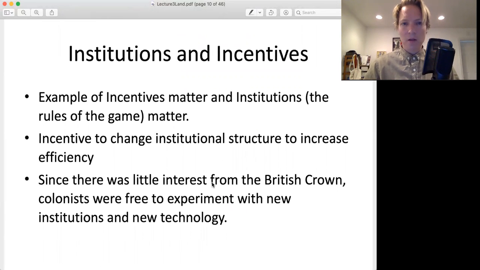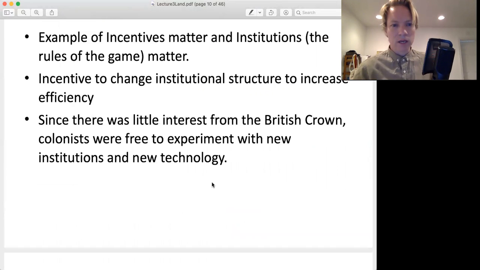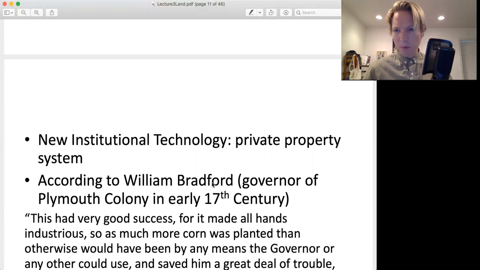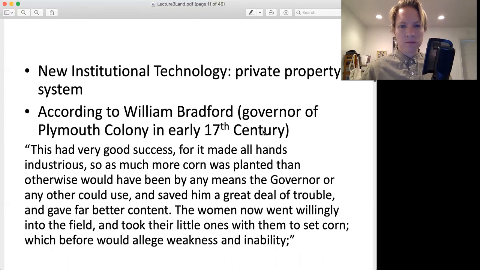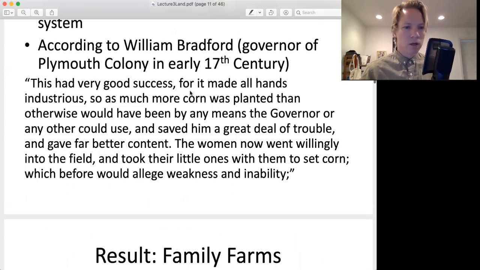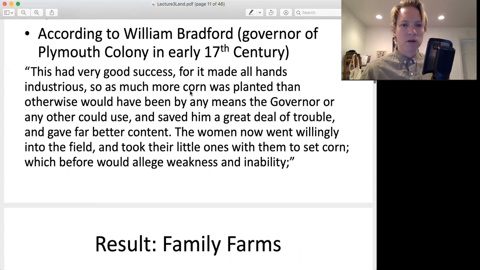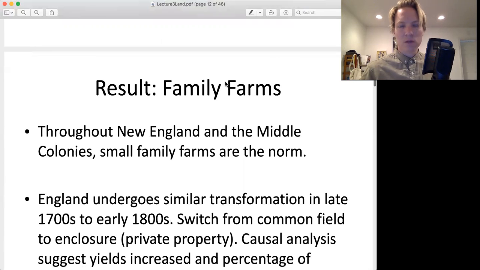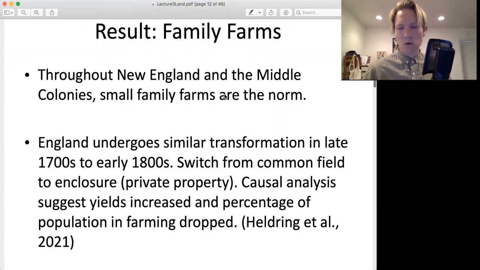And so the colonists basically figure this out on their own. They're like, hey, let's switch to private property. People have their own plots, and if you grow something, you get to keep it. And Bradford has this quote that this really improved the outcomes. Okay. And so we get family farms throughout New England and the middle colonies, these small family farms where the people own the farm, they own the crops, and if they have a little left over, they can sell it at the market.